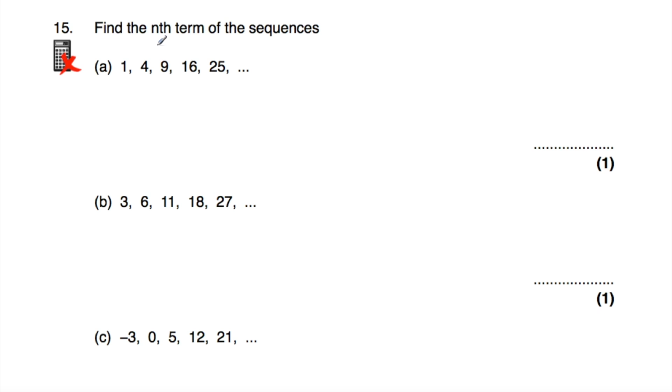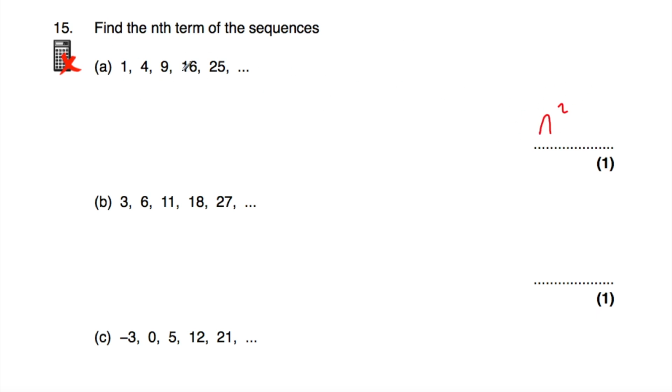That means you're doing fantastically well on the nth term. Okay, so in terms of this question, we've got find the nth term of this sequence. So part A, we've got 1, 4, 9, 16, 25. Now these are square numbers. 1 squared is 1, 2 squared is 4, 3 squared is 9, 4 squared is 16, 5 squared is 25, and so on. So the nth term of the sequence would be n squared.